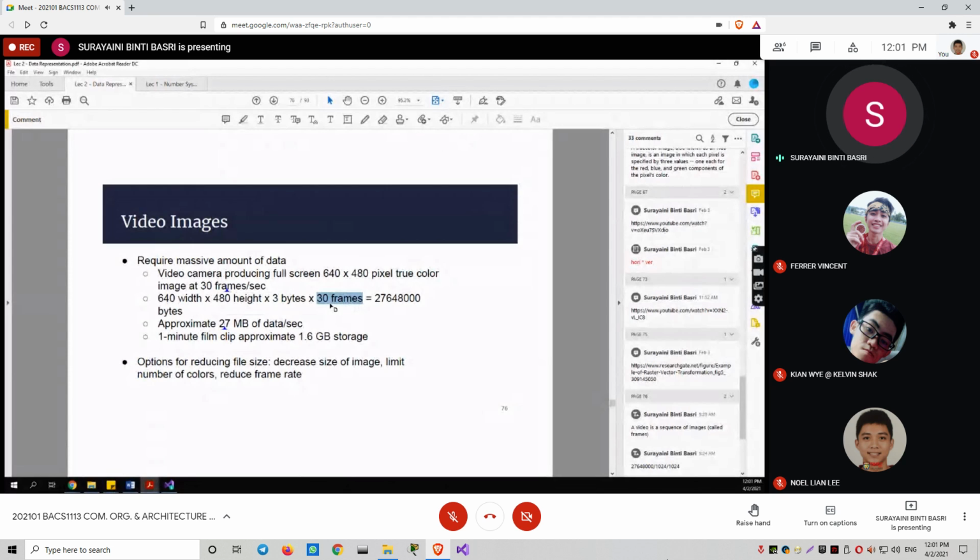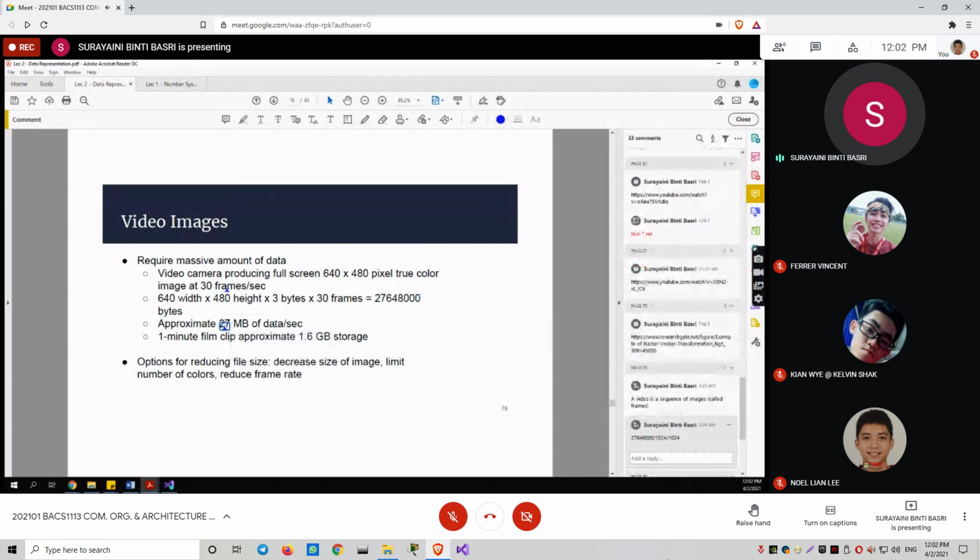Okay, so when you have 640 for the width and 480 for the height, then 3 bytes and then 30 frames, your file size will be this number in bytes. Remember, like yesterday I said, if you want to get kilobytes you need to divide by 1024, and if you want megabytes you divide again by 1024. So you get 27 megabytes per second. So a 1 minute film clip can use approximately 1.6 gigabytes of storage for these sizes of image.